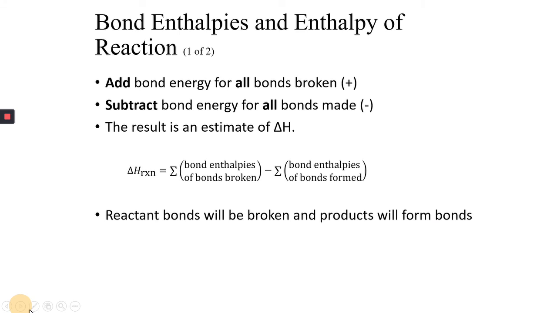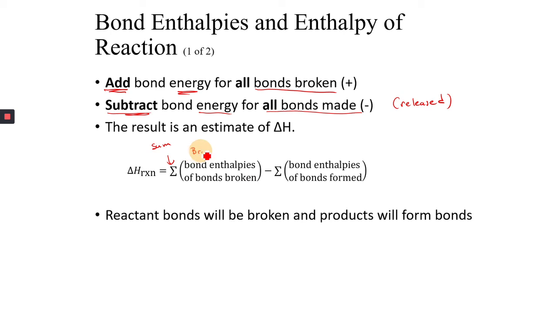So bond enthalpies and enthalpy of a reaction. So when you want to calculate your enthalpy of a reaction just from the bond enthalpies, you have to add all the energy for the broken bonds. And then you subtract the energy released from bonds being made. You sum them all up and you get your enthalpy of the reaction. So you want the sum, remember this sign here means the sum, of all of the broken bond enthalpies.